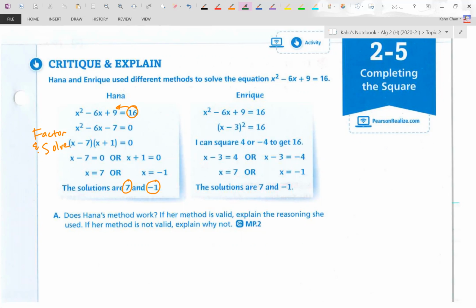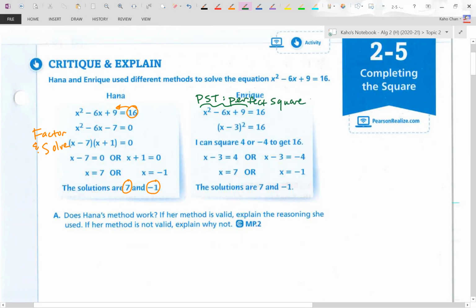Enrique decides to do a different method. Instead of moving the 16 to the other side, he recognized that the quadratic on the left is actually a PST, otherwise known as a perfect square trinomial. That can be factored. This is something you may have seen in Algebra 1. X squared minus 6x plus 9 is a perfect square trinomial, and it factors to x minus 3 times itself.